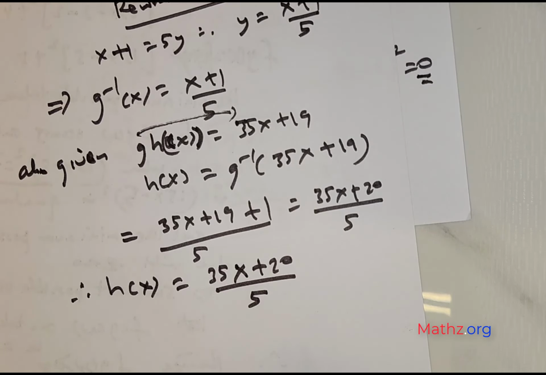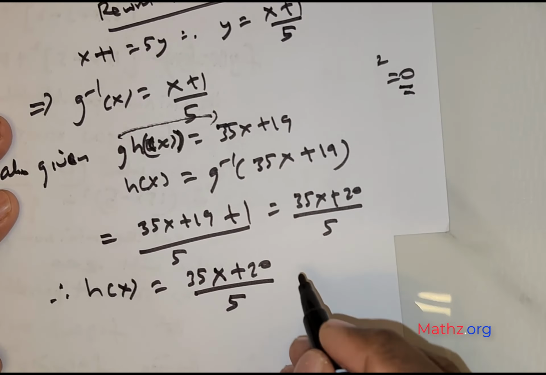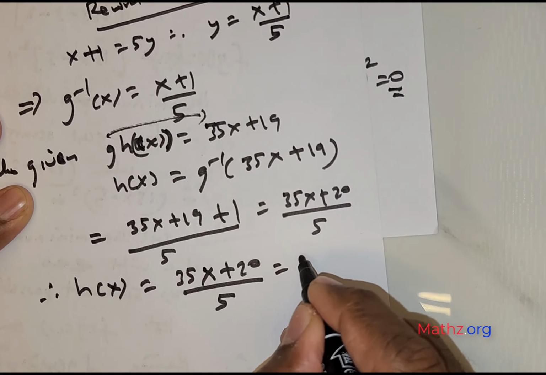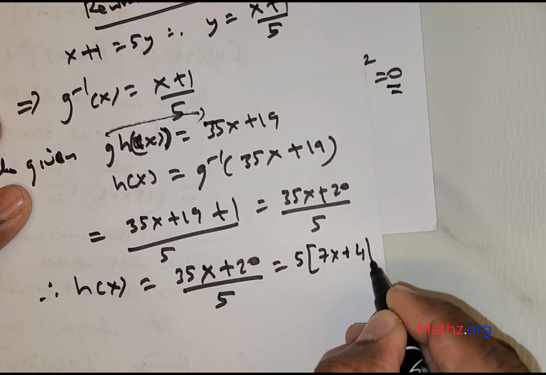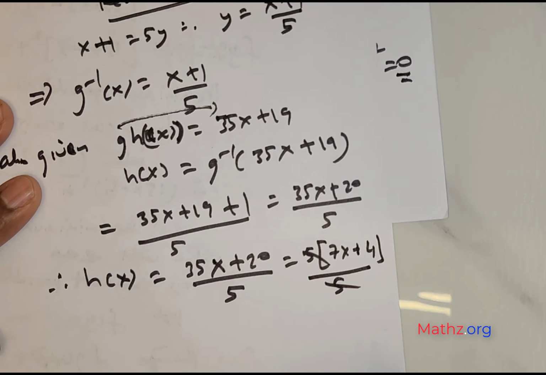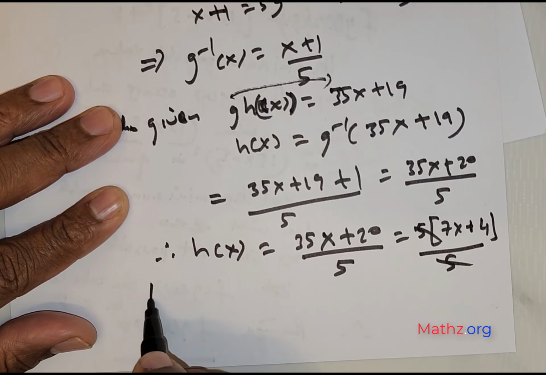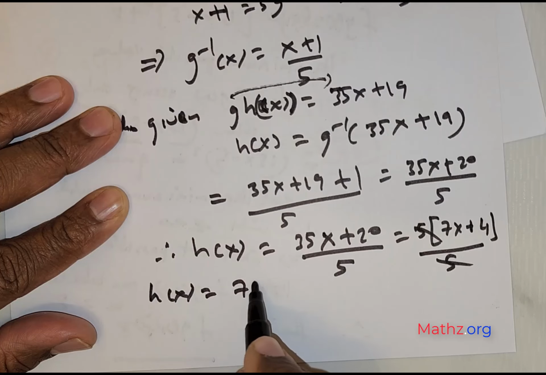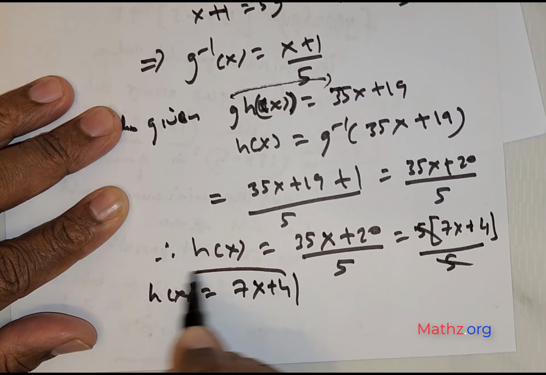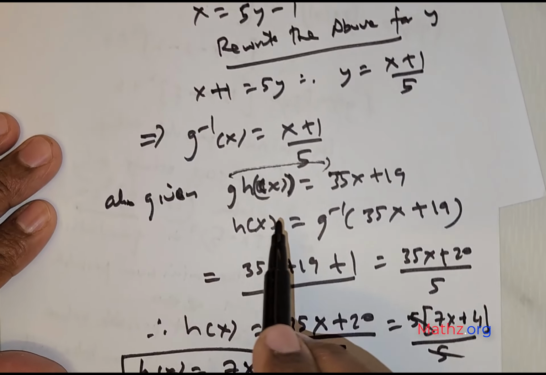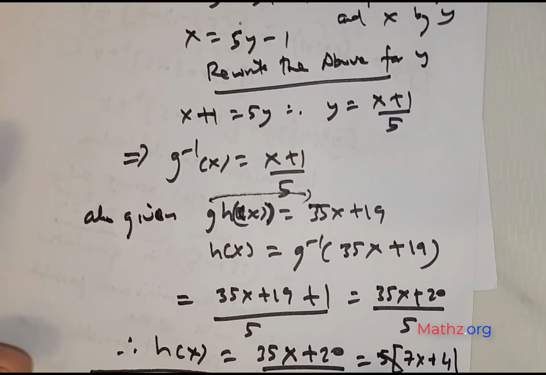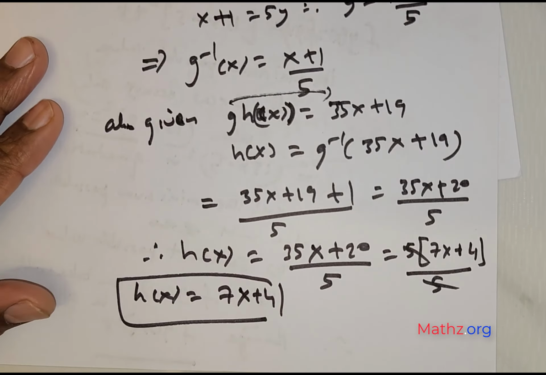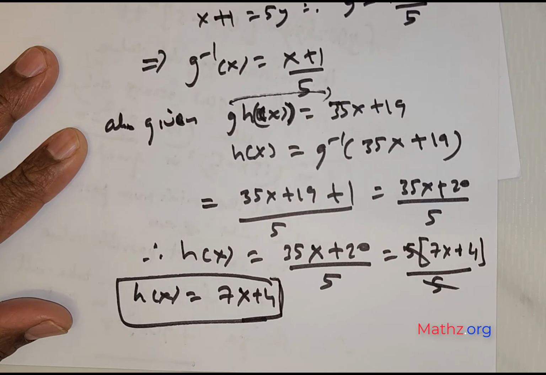Okay, now you can simplify this by taking 5 out. I will get 5(7x + 4) divided by 5. 5 gets cancelled. So therefore h of x is equal to 7x + 4. So we have got h of x, we have found g inverse of x, and we have also completed the above parts of the question. So that means the completion is achieved. So we'll move on to the next one.